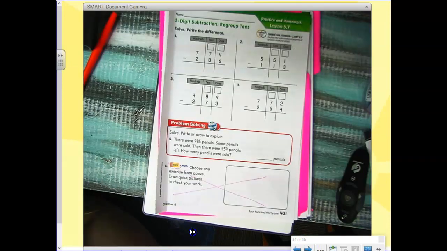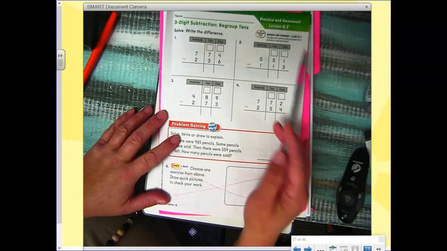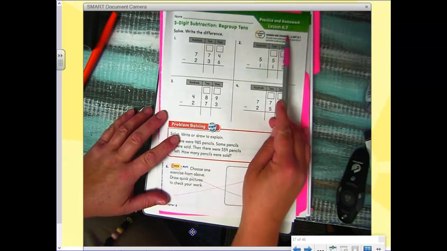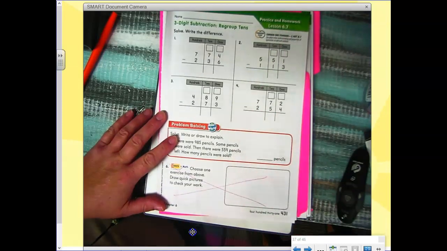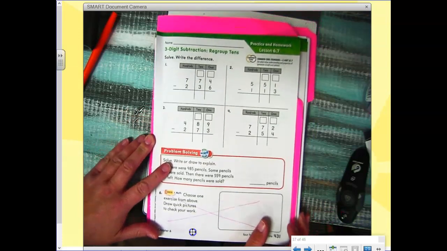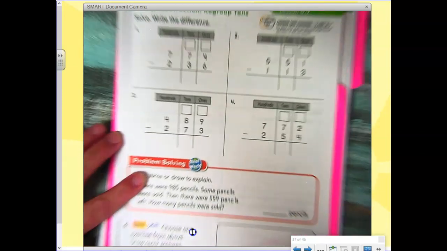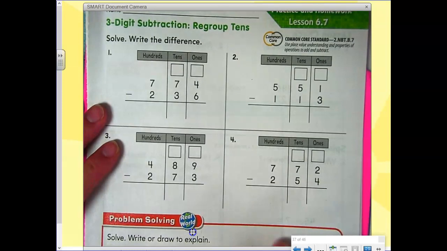All right, so we're going to check your work. From the last time we practiced, it was practice and homework page 6.7, page 431. So you can pause the video and find that page. And let's check your work before we move on. I'm going to make it a little larger. All right, we're on number 1.